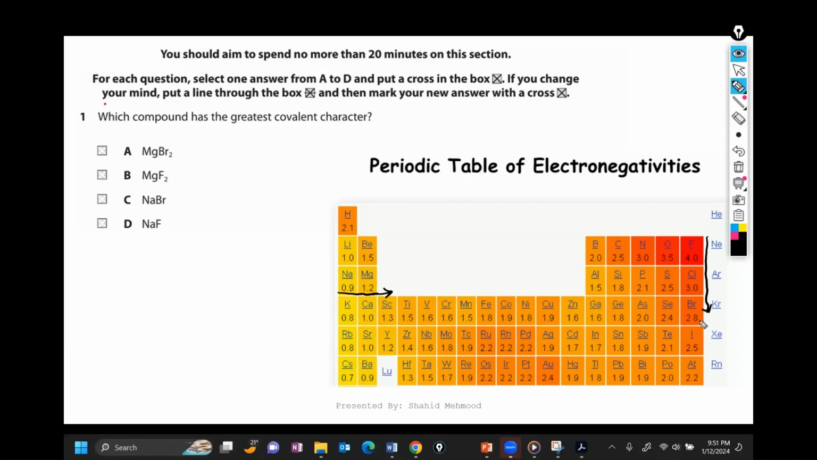Now, bromine has 2.8, while magnesium has 1.2. So 2.8 and 1.2, the difference is 1.6. If we find the differences this way, this one has more covalent character. If you don't know the electronegativity values, it's okay, it's not a big deal. At least you must know the trend, because you study this in Unit 1: down the group electronegativity is decreasing while across the period it is increasing. So automatically you will get the idea that magnesium is lower than sodium, their difference will be the least one, and it has more covalent character.